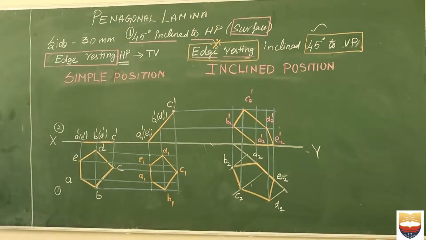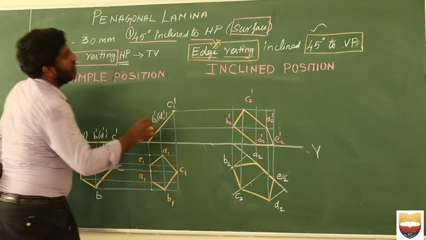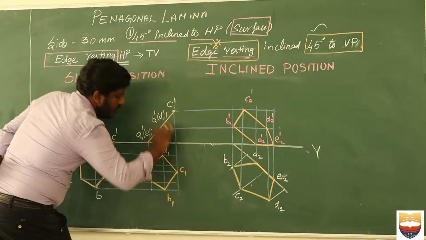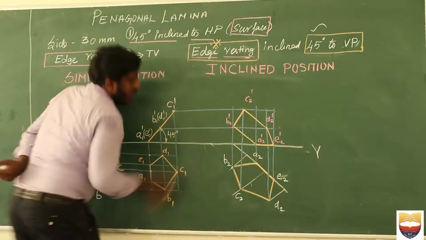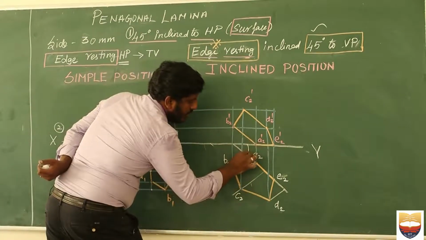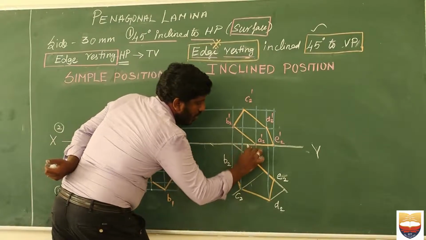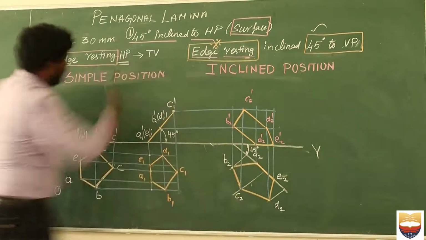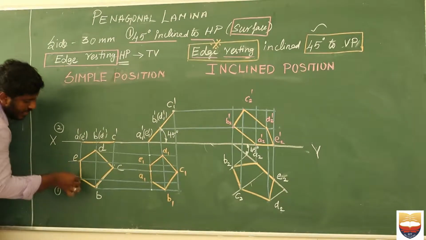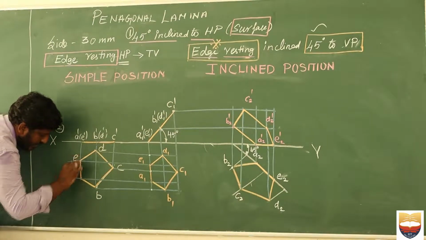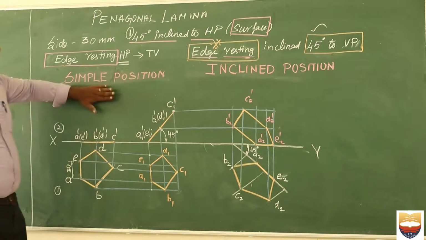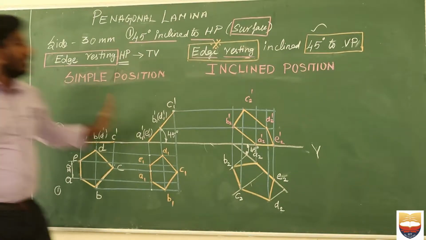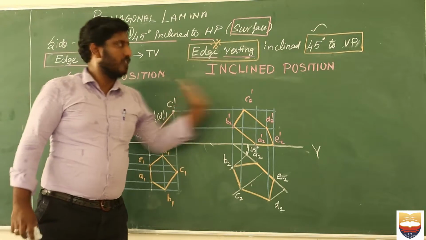So finally what I have to do is complete my dimensions. This is my 45 degree, and again this is my 45 degree inclined to the vertical plane, and I know the side of the pentagon. So I need an extension line and a dimension line. Now I need an arrowhead, and finally I can come to the end of the problem, where this has to be named as inclined position. Simple position. These two are commonly called inclined position.